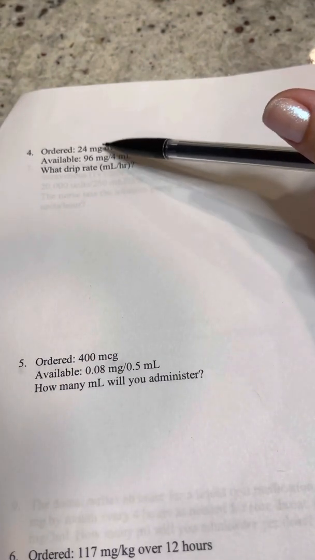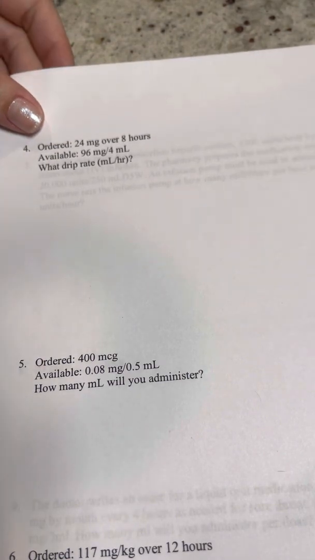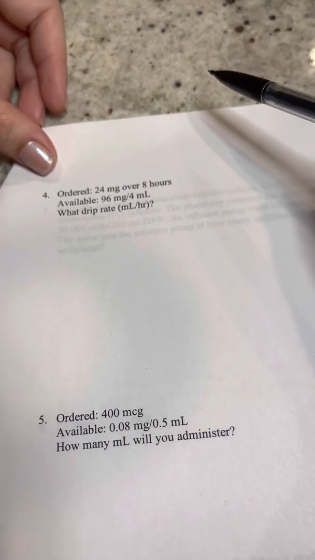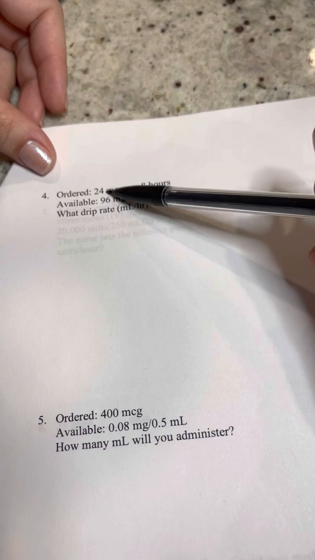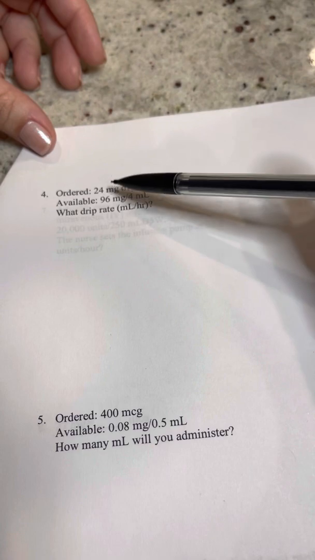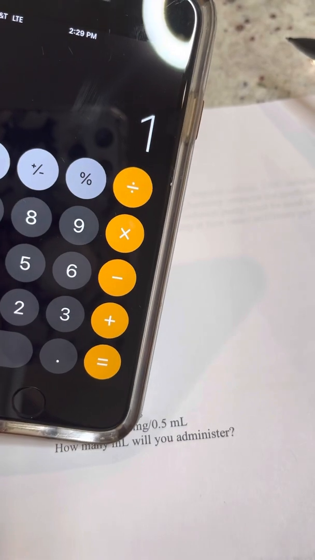So we need 24 milligrams over 8 hours. And available, we have 96 milligrams in 4 mLs. So what are we going to set our mLs per hour at? The fast way, we need to find our mLs first. 24 milligrams is how many mLs? So we can do 24 times 4 divided by 96. I'm using my calculator. 24 times 4 divided by 96 equals 1.